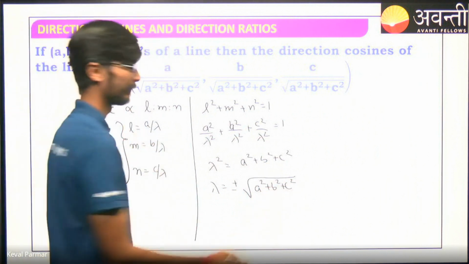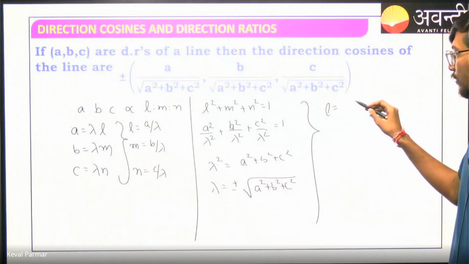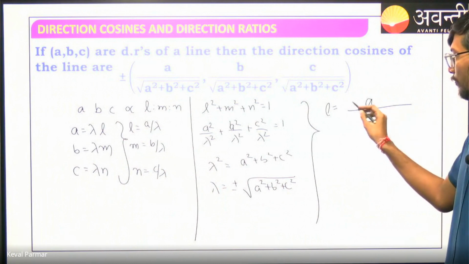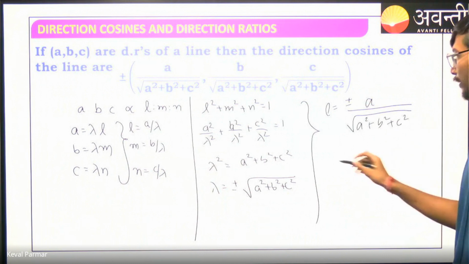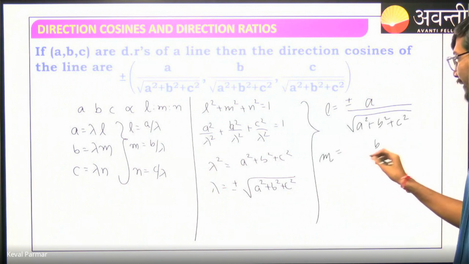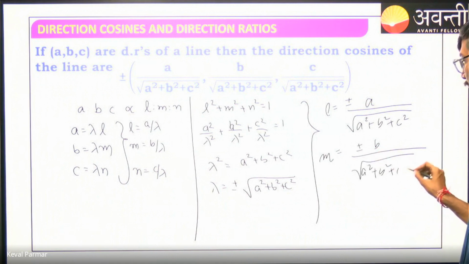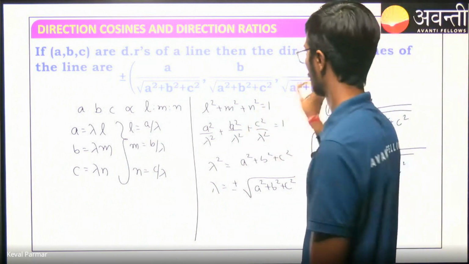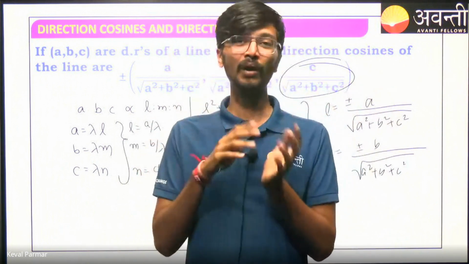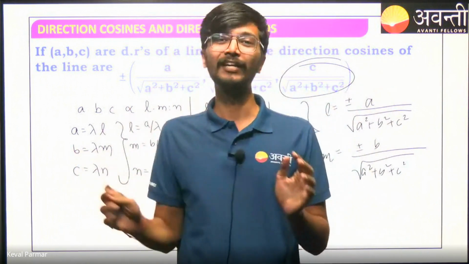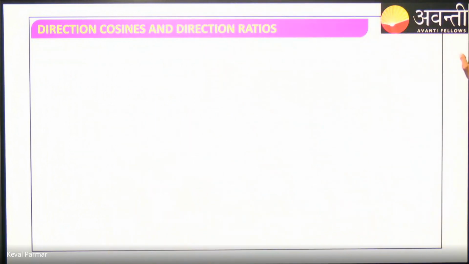Substitute the values here. So if I substitute the values of lambda here, I'll get L is equal to A upon plus minus under root of A square plus B square plus C square. M is equal to B upon plus or minus again under root of A square plus B square plus C square. And similarly, I can get the third one. So this is a simple derivation. I did the derivation because you should know how to use the formulae and how to calculate the DRS. So let's start. What do you have next?